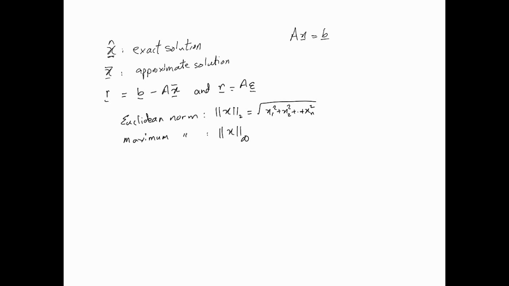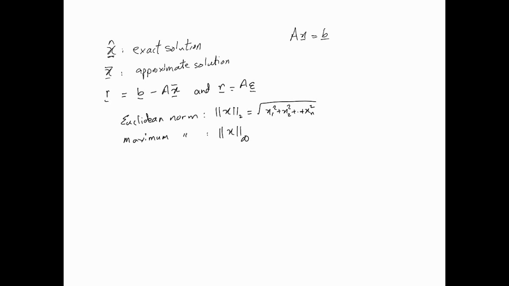Okay, so I've just recapped what we looked at before. The exact solution, x hat, is the approximate solution, r is the residual, and it has these two ideas. And Ax equals b is the system we're trying to solve. So anyway, we defined something called the Euclidean norm here, which is also known as the L2 norm.